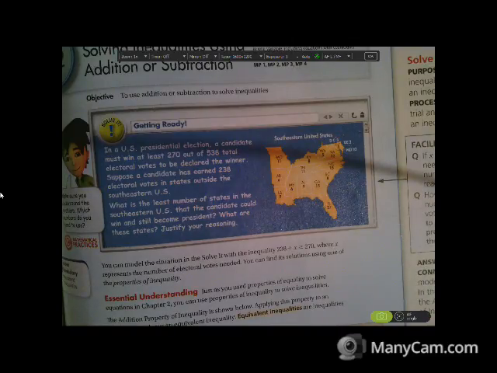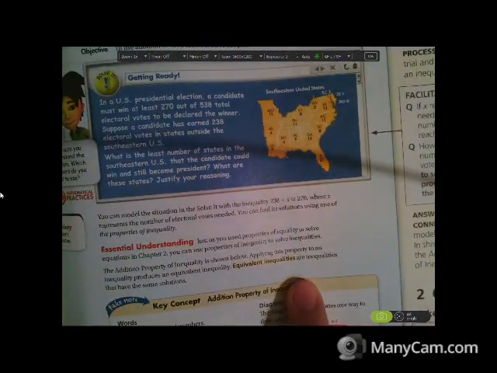So they're asking you, through these certain constraints, what is the least number that the candidate could win and still become president? So throughout this section, we're looking at inequalities, also known as constraints.